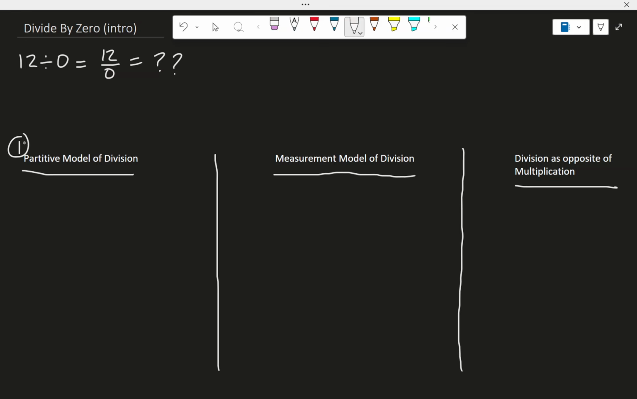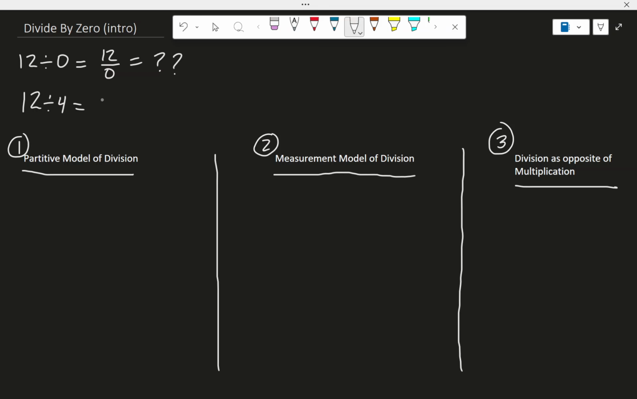We're going to look at one of them, the partitive model. The second one is called the measurement model. And then the third one is just thinking of division as the opposite of multiplication. Each one will try and help us understand the issue with dividing by zero. Before we do that, let's first consider maybe an easier problem with each of the models and then see why dividing by zero is bad.